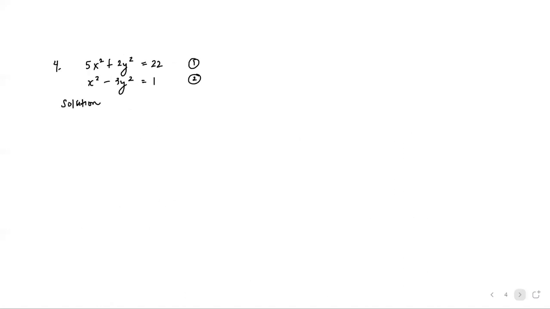Okay, now for the fourth system, observe now that our equations in this system are both quadratic. So they are both quadratic and they are of the same form. They actually follow ax squared plus by squared equals a constant. So which means to solve for x and y here, we will be using the elimination method. So we can eliminate either x squared or y squared. So to eliminate x squared, we will be multiplying the second equation by negative 5.